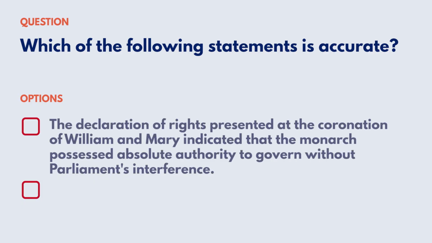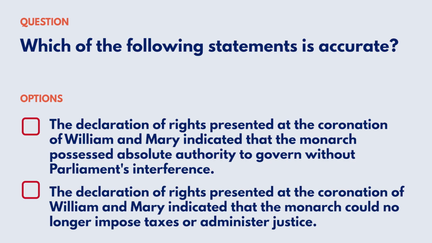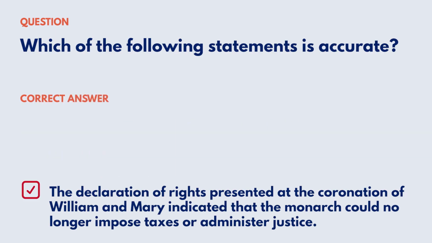Which of the following statements is accurate? The Declaration of Rights presented at the coronation of William and Mary indicated that the monarch possessed absolute authority to govern without Parliament's interference. The Declaration of Rights presented at the coronation of William and Mary indicated that the monarch could no longer impose taxes or administer justice. Correct answer. The Declaration of Rights indicated that the monarch could no longer impose taxes or administer justice.